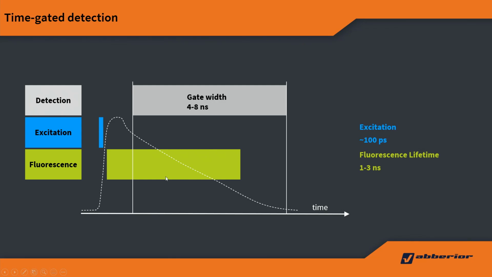What's the advantage here? Well, if you imagine the autofluorescence decays much quicker in many cases than the intended fluorescence of, say, fluorescent proteins or stains, that means we can wait until this autofluorescence has decayed and then look at the later photons which are free of autofluorescence.